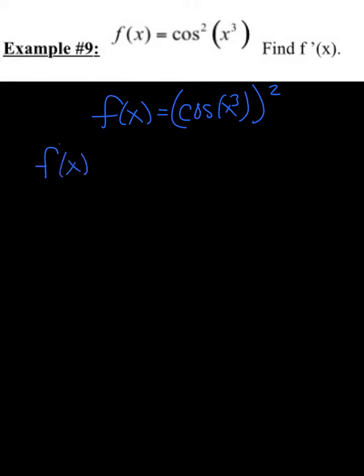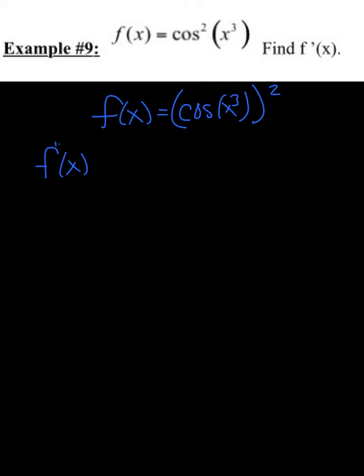All right, second to last one here, example number 9. So this is a composed function within a composed function. I think we all recognize that f of x can be rewritten as cosine of x cubed, which itself is a composed function, all to the second power, which now brings in the power chain rule as well. So I'm going to write this one notationally just a little bit different so you can get used to seeing some other things. We are looking for f prime of x.